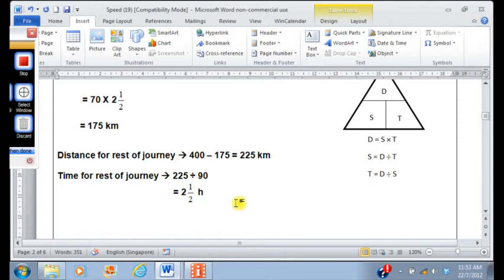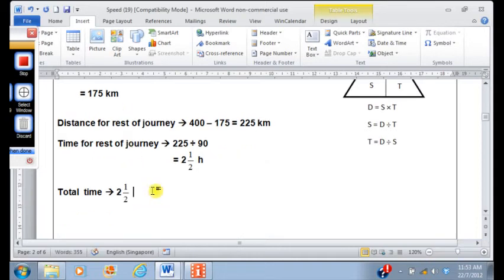Time taken for the first part of the journey is also 2.5 hours. So, what is the total time taken? Total time will be, take 2.5 hours that he took for the first half plus another 2.5 hours. In total, the motorist drove for 5 hours.